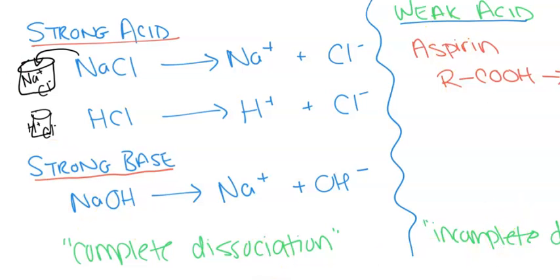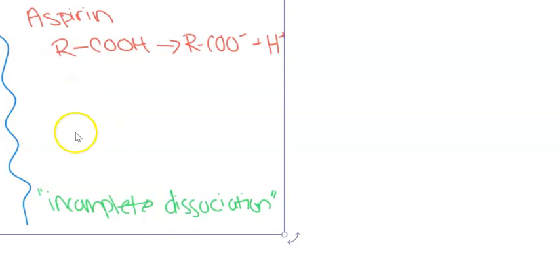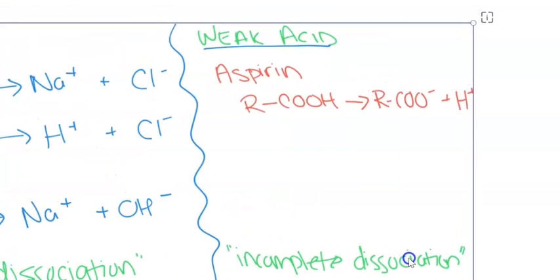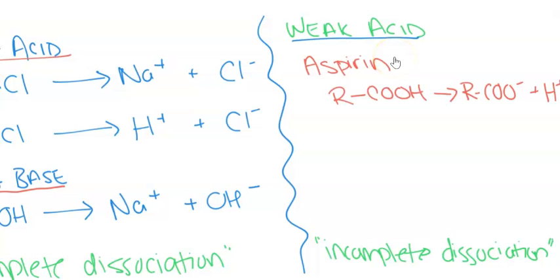Weak basically means there's incomplete dissociation. A weak acid is when you get incomplete dissociation. An example of a weak acid is aspirin. If I put aspirin in this cup of water, this is the chemical name for aspirin, it's not going to split equally. It's not going to dissolve equally. There's going to be incomplete dissociation. It won't split, and because it won't split, it's known as a weak acid.